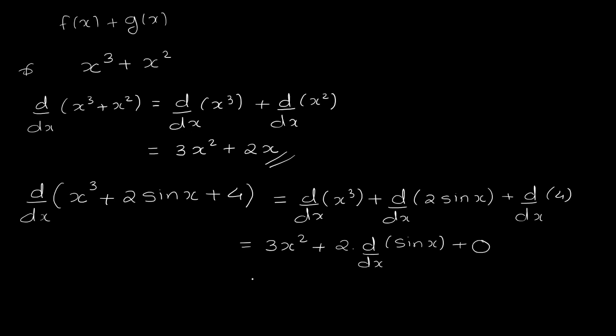So what remains is 3x square plus 2 into the derivative of sine x, and we have seen that the derivative of sine x is cos of x. So this is the final answer. Okay.